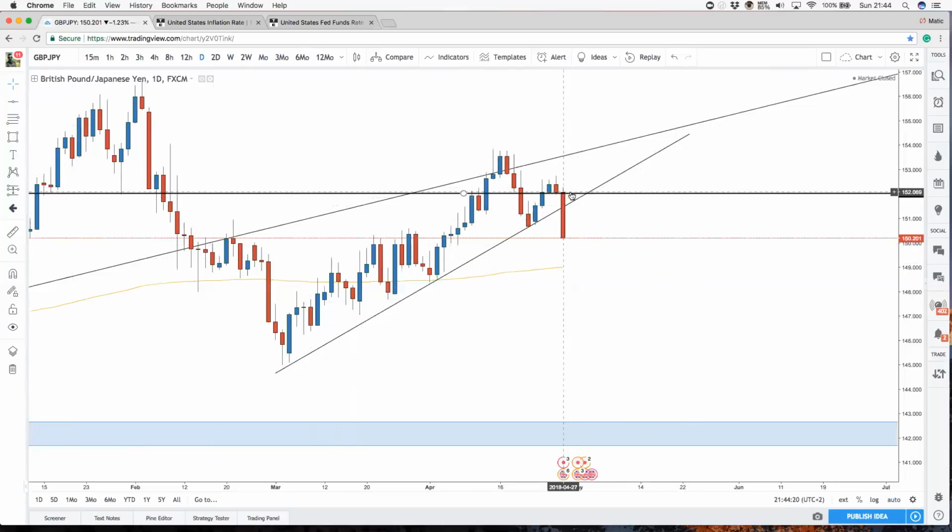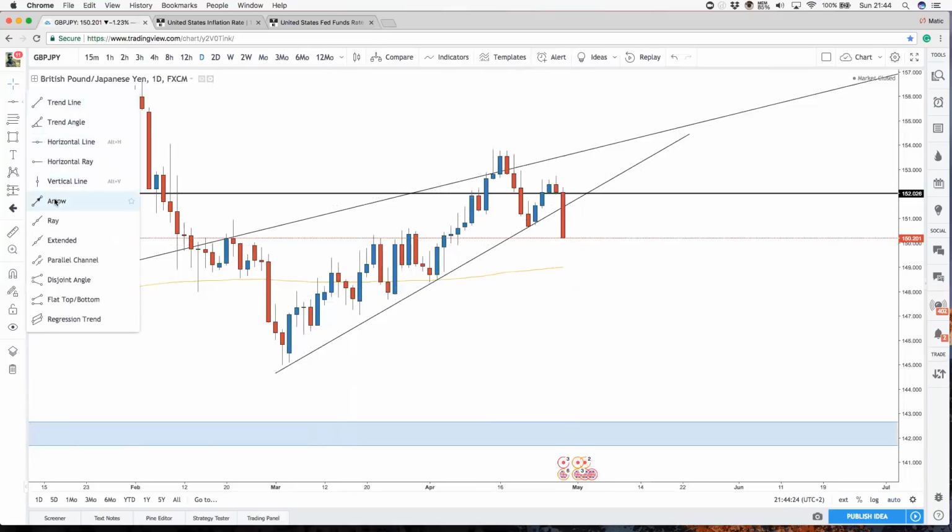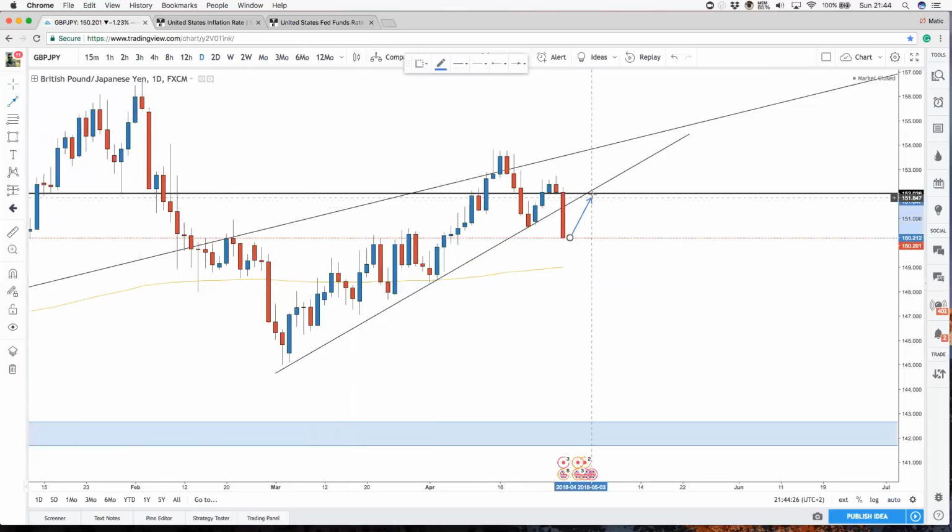Okay, so I have already shown you my initial entry here. I believe again for a retest of the trend line, retest of the key level, and the Fibonacci retracement.